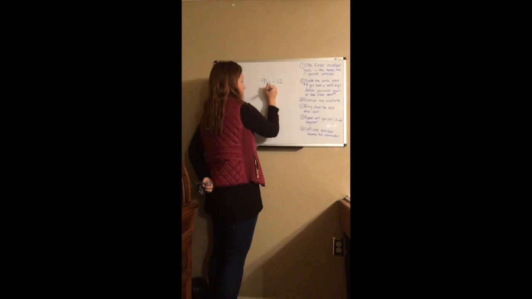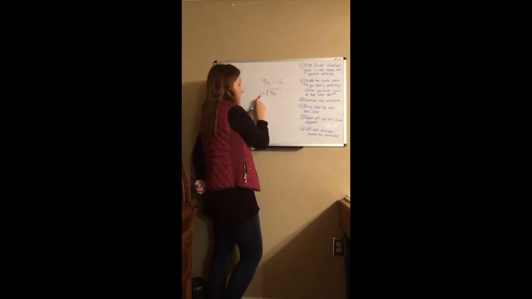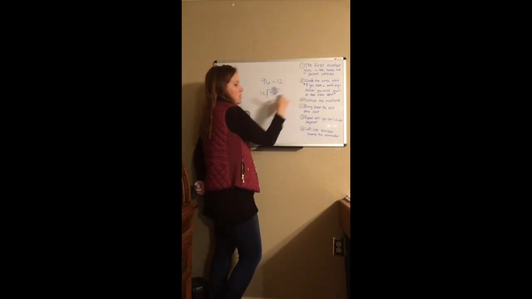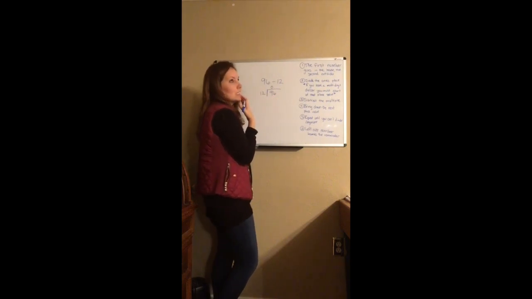Start at the top. 96 divided by 12, the first number goes in the house, second one goes outside. So you want to look at this one. If you have a multi-digit divisor, you must start at that place value. So we have two place values here. We cannot put that in that place value. So we're going to start with the whole number, 96. How many times does 12 go into 96?